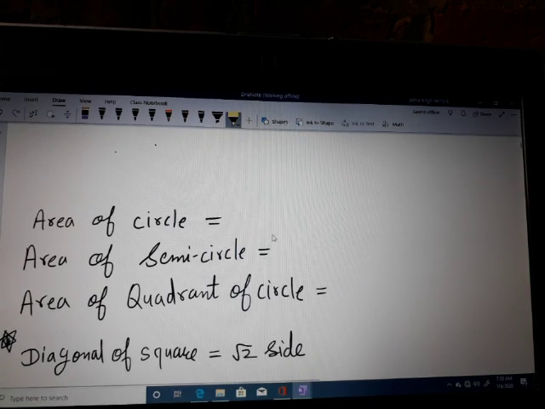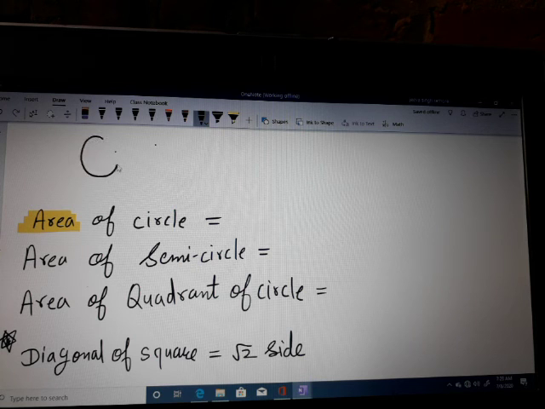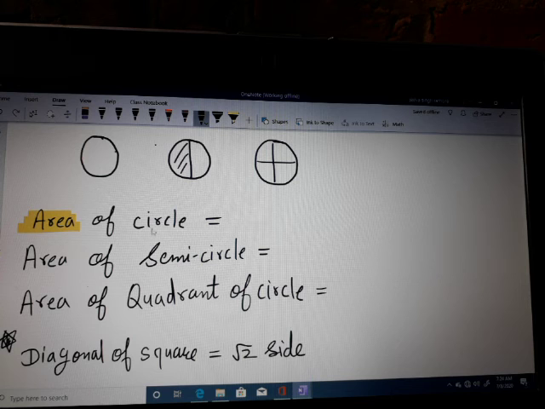The next important point is the area of the circle. How will we get the area of the circle? For example, I am drawing the diagram of the circle. This is the circle. If I divide this circle into two equal parts, this region is the semicircle. If I divide this circle into four equal parts, I will get this quadrant.